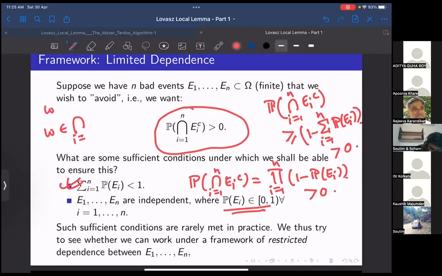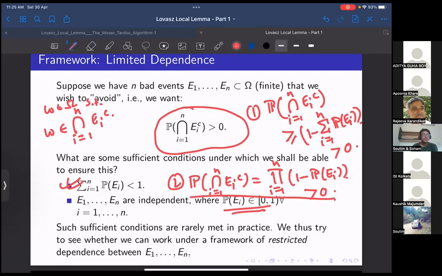Omega belongs to the intersection, if either of these two sufficient conditions hold. But these sufficient conditions are rarely met in practice.